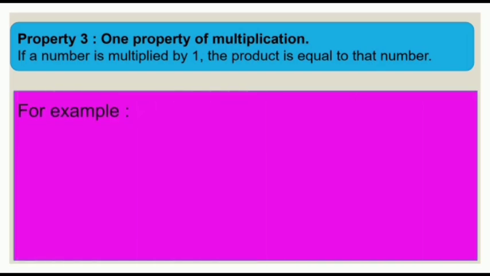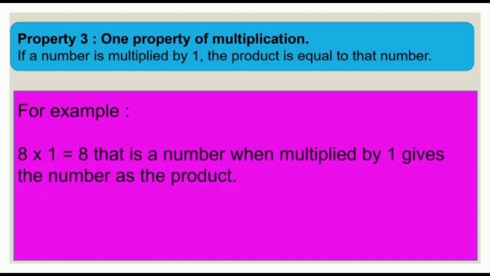For example, now let us see an example. 8 multiplied by 1 is equal to 8. That is, a number when multiplied by 1 gives the number as the product. Now you can see 8 multiplied by 1 is equal to 8. Any number multiplied by 1 is the number itself. So 8 is the number itself. As you all know, 1 one is 1, 2 ones are 2, 3 ones are 3, 4 ones are 4, 5 ones are 5. So any number multiplied by 1 is equal to the same number, like 100 multiplied by 1 is equal to 100 only.